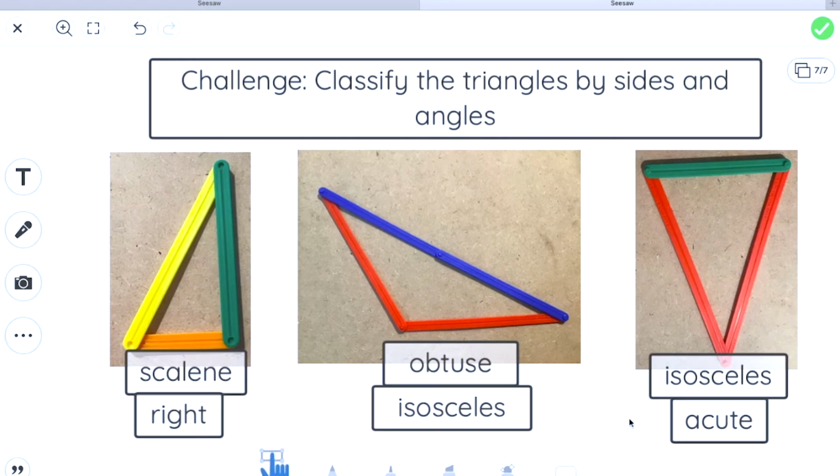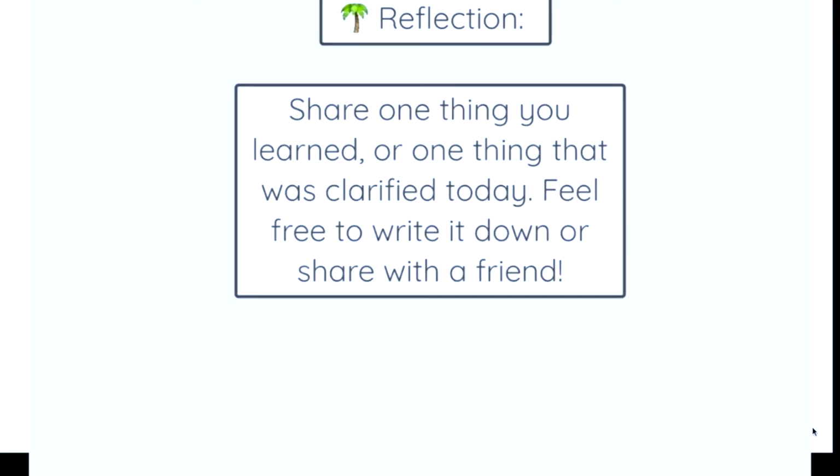Hopefully you were able to identify these characteristics as well, and I hope that you had fun classifying triangles. For your reflection today, I want you to think about one thing you learned or one thing that was maybe clarified for you today. You can write it down or share with a friend or family member.